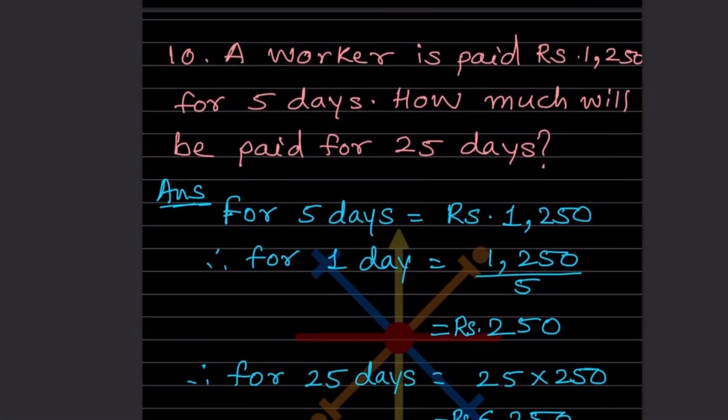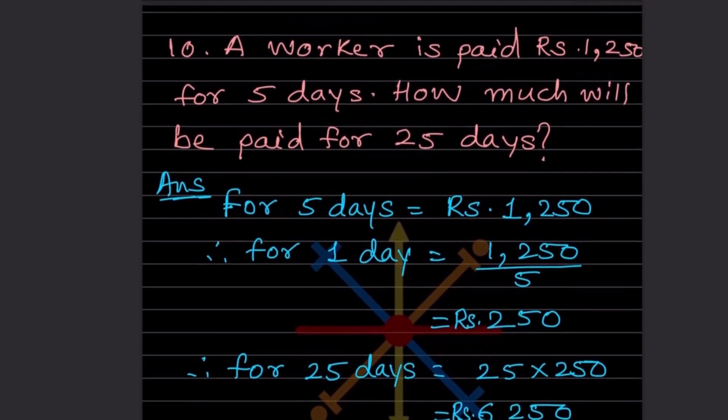Now the next one says that a worker is paid rupees 1250 for 5 days. How much will be paid for 25 days? Now look at the first sentence. It says that for 5 days, it is 1250. So what will we do? We will see for 1 day. 1 day will be how much? 1 into 1250 is 1250, and this is going to get divided by 5. So it is going to be 250.